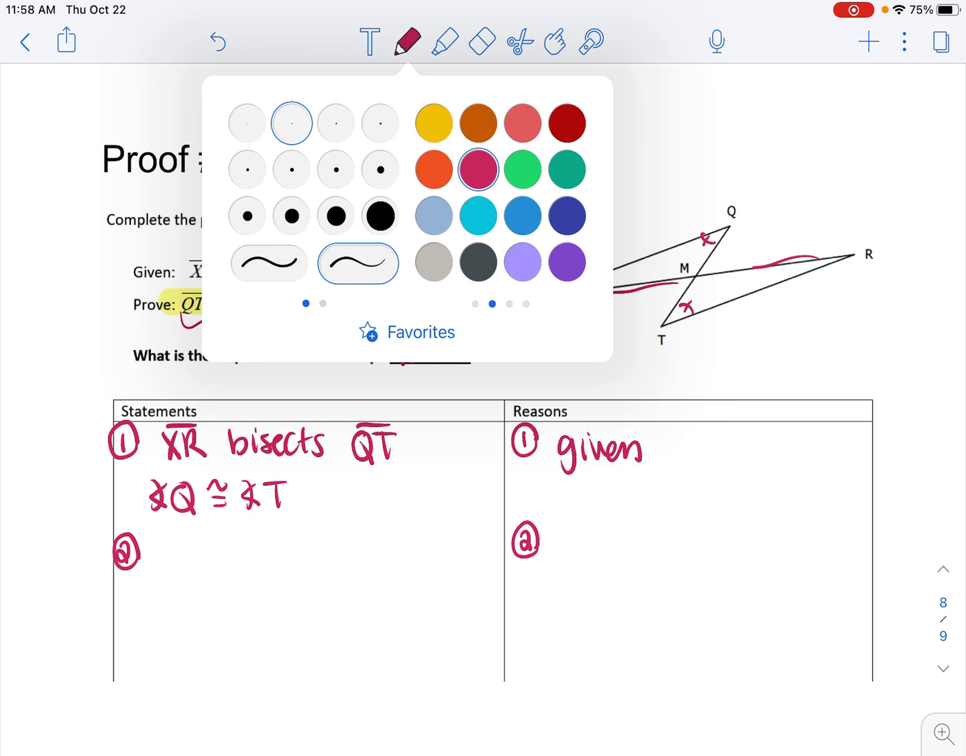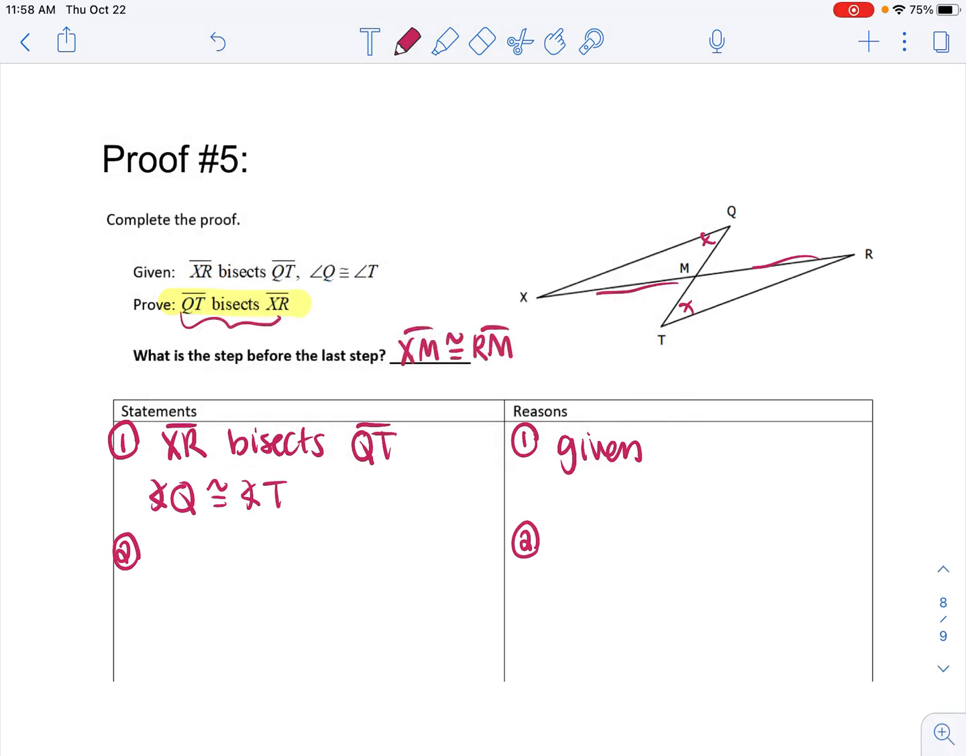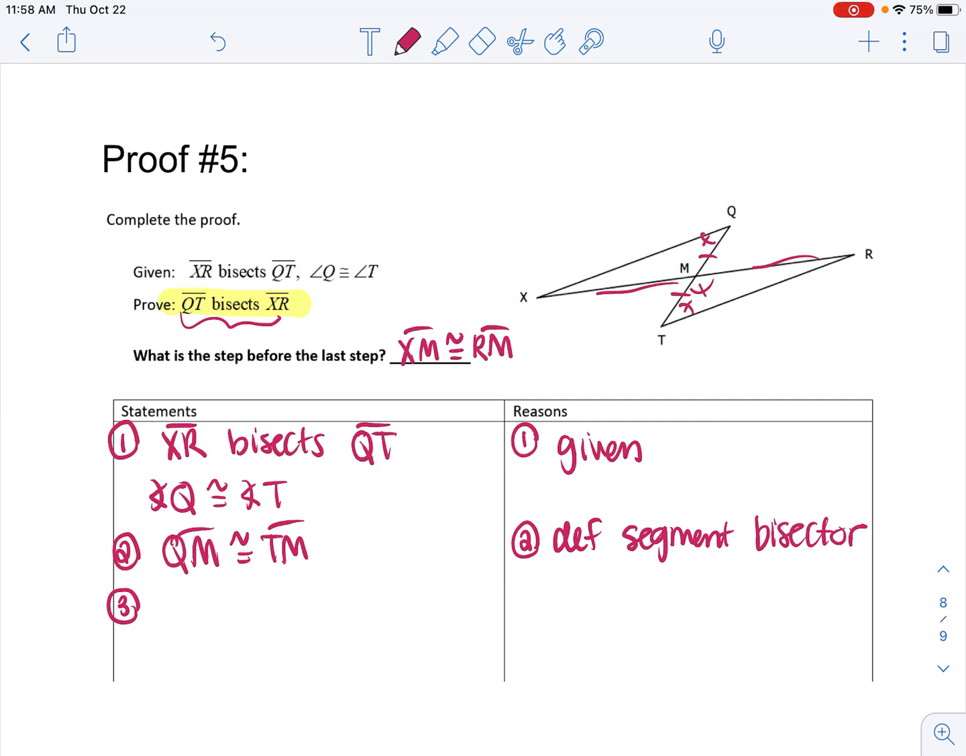All right, so here we go. From our given, XR bisects QT. So I know that QM is congruent to TM. This is the definition of a segment bisector. All right, so we have an angle and we have a side. Notice how we have a vertical angle here as well. So angle QMX is congruent to angle TMR. And that's the vertical angles theorem.